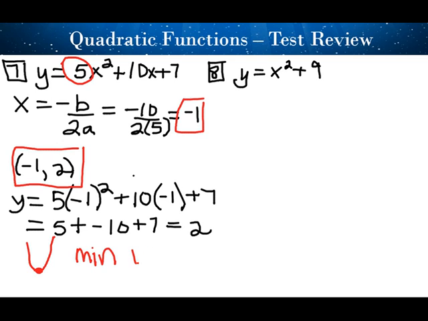And if I were to say what the minimum was, all I'd have to do is look at the vertex and say y equals 2 is the minimum. Okay? All right, so let's try number 8.